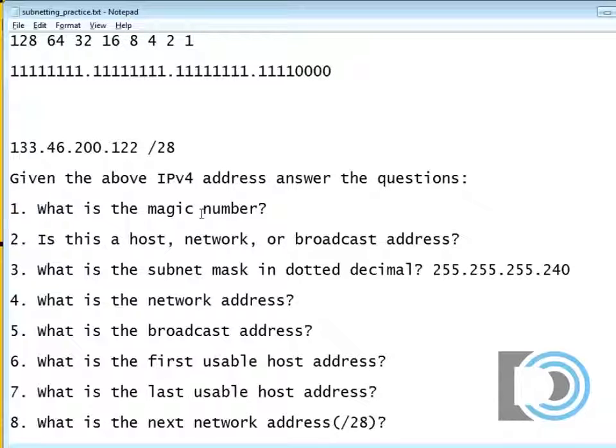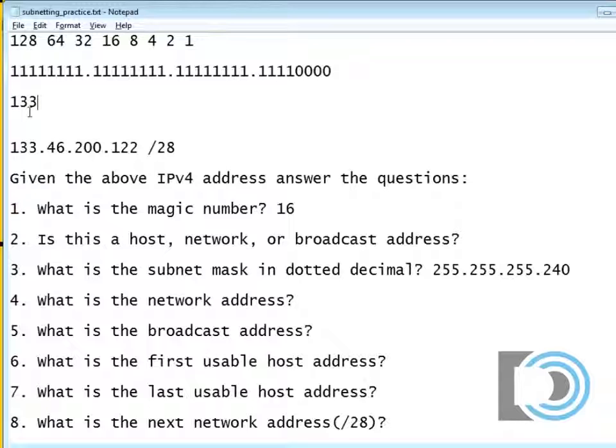All right, so now next question, this top question. This is the most important question in my methodology of figuring this out. What is the magic number? If we look here, we say 128, 64, 32, 16. The magic number is the last one. So the magic number is 16. Okay, so if the magic number is 16, what does the magic number tell us? The magic number tells us a lot. It tells us that the networks go up by 16.